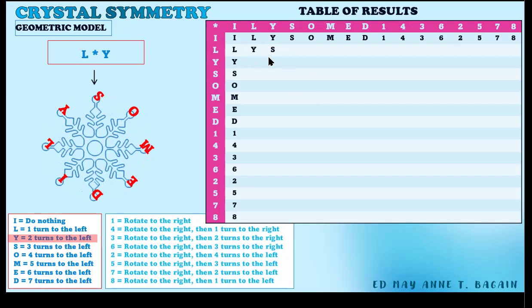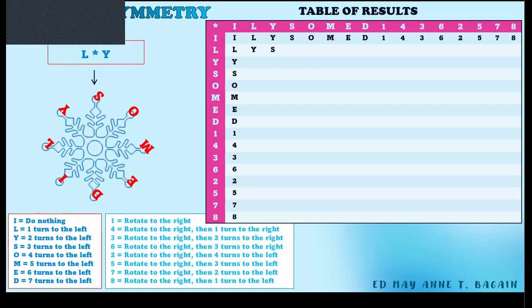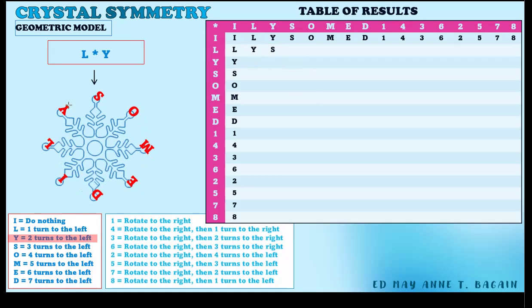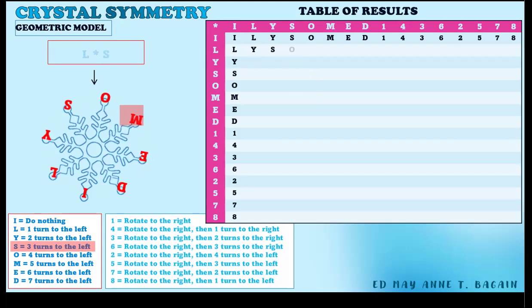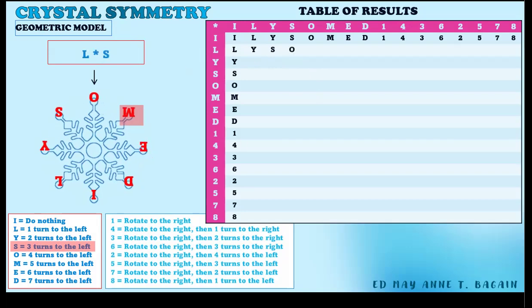S. The same with the L star S. We're already looking at the L, which is at this one, and then we will do the move for S, which is three turns to the left. This one, three turns to the left. So from L, 1, 2, 3, it would be O. Let's check if it would be O. And it is really O.